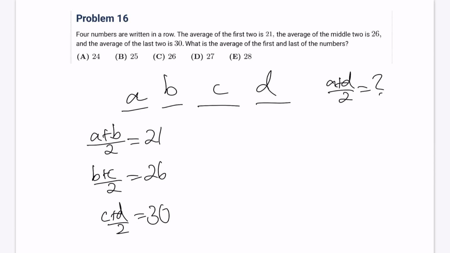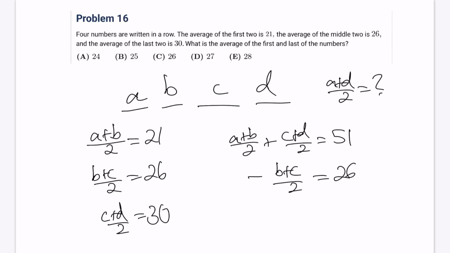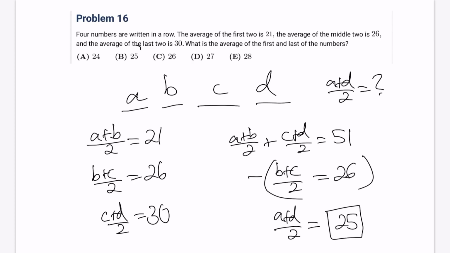So we can see that here we have A in the numerator, and here we have D in the numerator. So if we added these two values together, we would get that (A plus B) over 2 plus (C plus D) over 2 is equal to 21 plus 30, which is 51. However, we only want to find (A plus D) over 2. So we want to subtract this (B plus C) over 2, which we know right here. So if we subtract (B plus C) over 2, which is equal to 26, we get that (A plus D) over 2 is equal to 25, which is answer choice B.